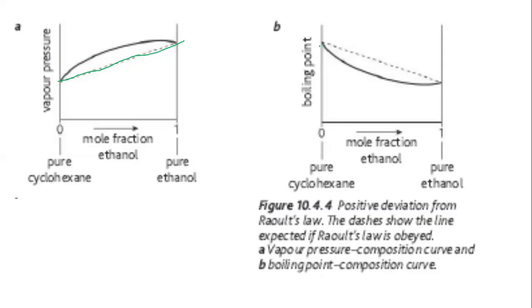Now, the same thing here for the boiling point. If you notice here, the boiling point of the mixture is going to be slightly lower than you would expect because of the hydrogen bonds that are breaking in the ethanol. So you get a lower boiling point for your mixture.